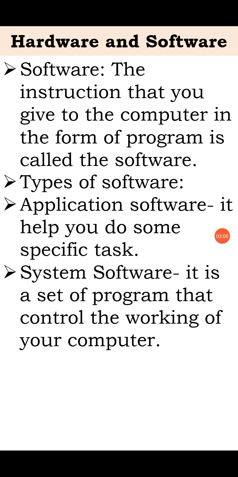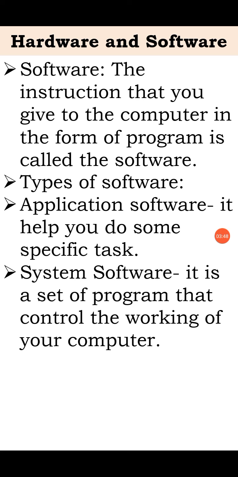Next is software. The instruction that you give to the computer in the form of a program is called software. Types of software. The first type is application software. It helps you to do some specific task. Application software are designed to do a specific task, like Paint. Many of you already use the Paint application. Paint is designed only for drawing or painting purpose. The specific painting is done with the Paint application.